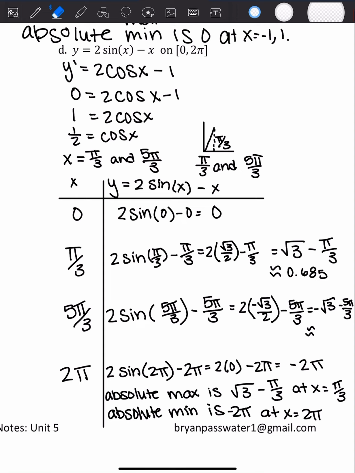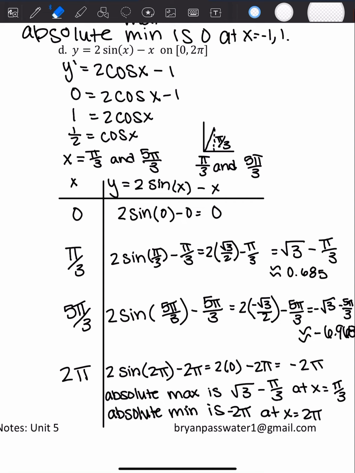So let's re-put it in. So I have negative square root of 3 minus 5 pi over 3. And if we do that, we're going to find out that that is almost 7. So it is about negative 6.968. And if we're talking about 2 pi, that is about 6.28, so negative 6.28 would be 2 pi. This changes my answer just a little bit.